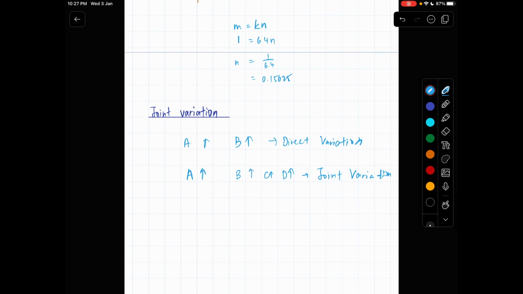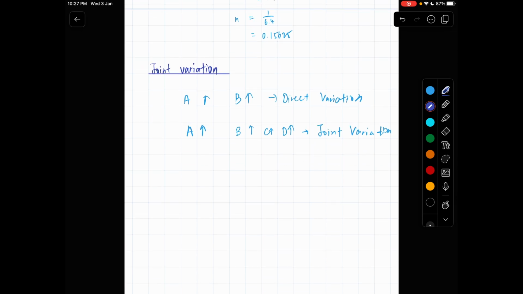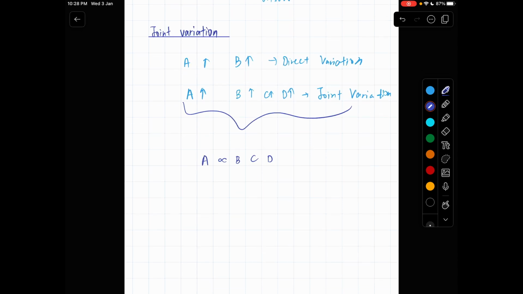So the same concept goes for this as well. If you want to write this in variation form, it will be A varies directly to B times C times D. That's it. If you would write it in equation form, it will be A equals to K, B, C, D. Everything else follows exactly as direct variation. So I hope you understood the gist of this concept. You don't have to understand everything at this point. Just have a basic idea.